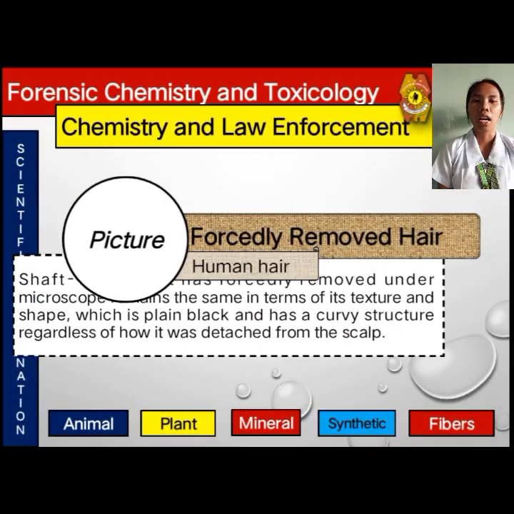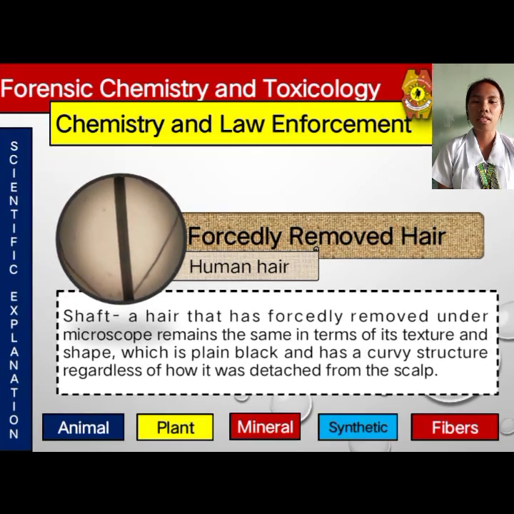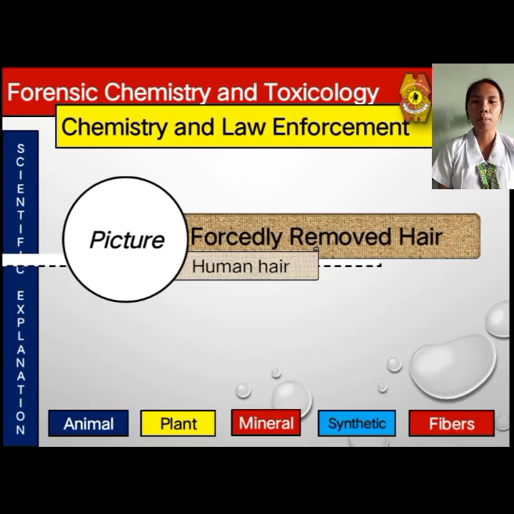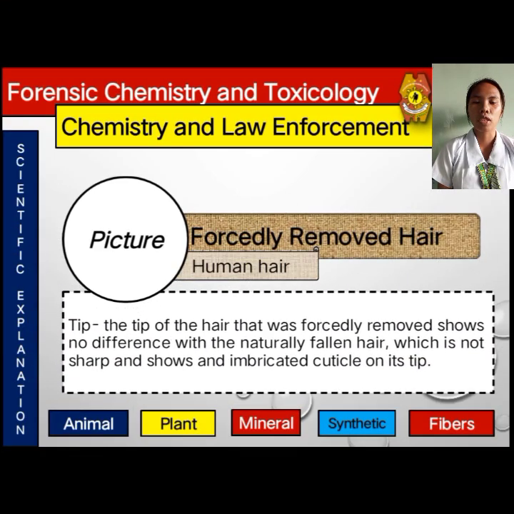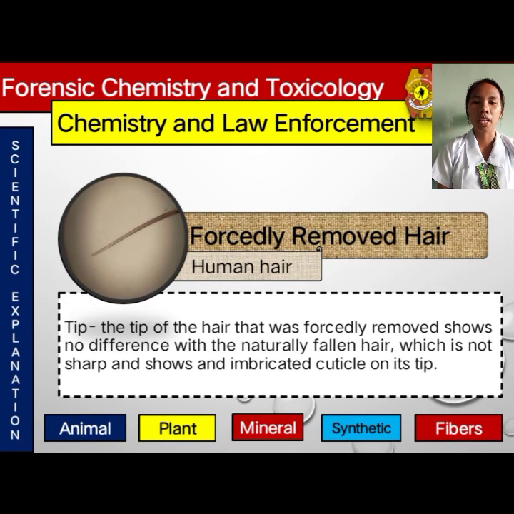The shaft. A hair that was forcibly removed, under the microscope, remains the same in terms of its texture and shape, which is plain black and has a curvy structure, regardless of how it was detached from the scalp. The tip of the hair that was forcibly removed shows no difference from the naturally fallen hair, which is not sharp and shows an imbricated cuticle on its tip.